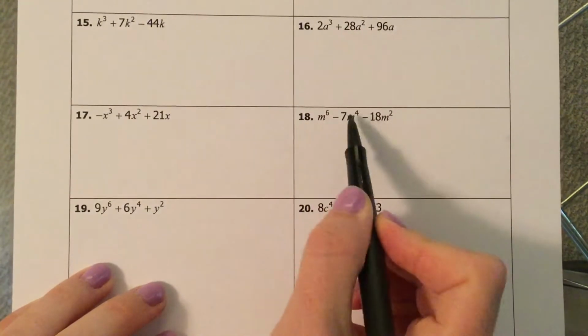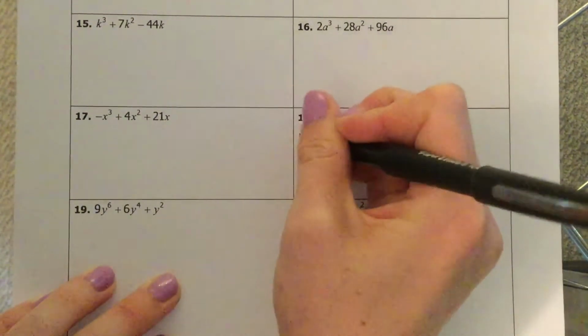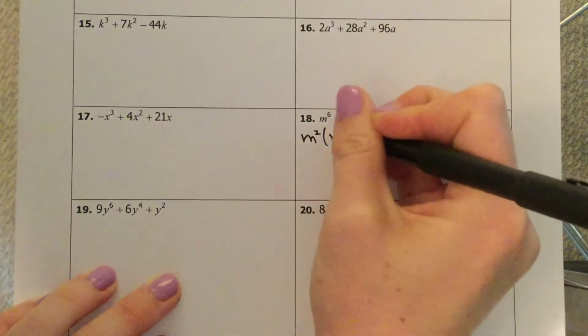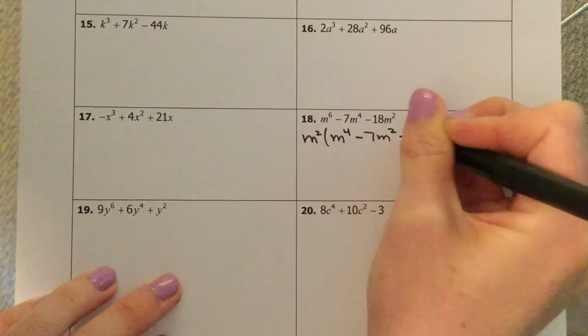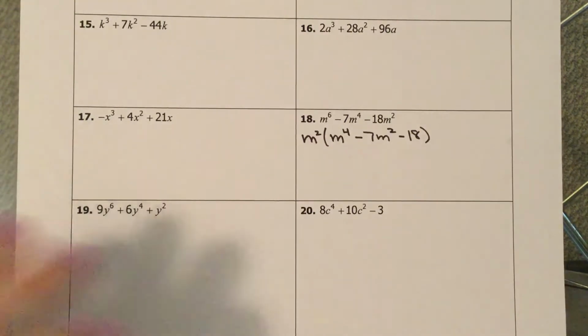So if you look among these 3 terms here, you can see they all have copies of m. So I could take out 2 copies of m, and I'm going to write my leftovers. So this is an m to the 4th minus 7m squared minus 18. All right, so we start with that. And then you look inside the parentheses. So inside the parentheses is a trinomial, so it's not really any sort of fancy factoring pattern.